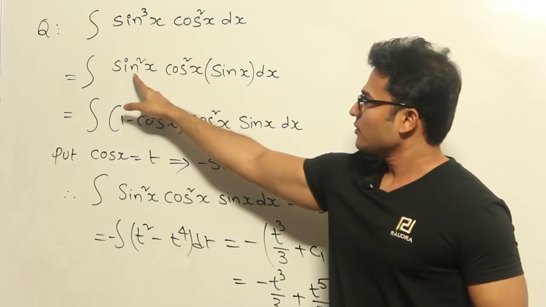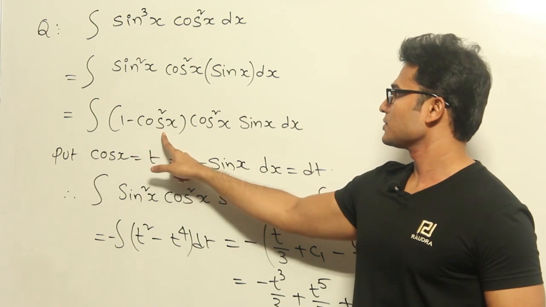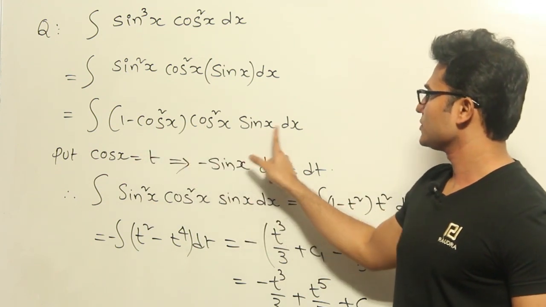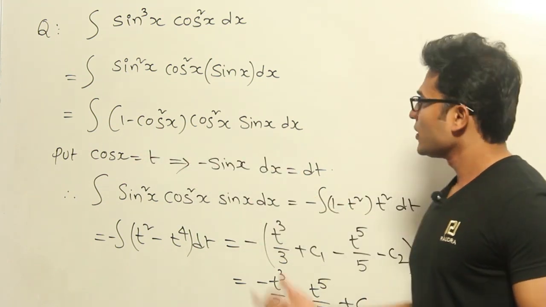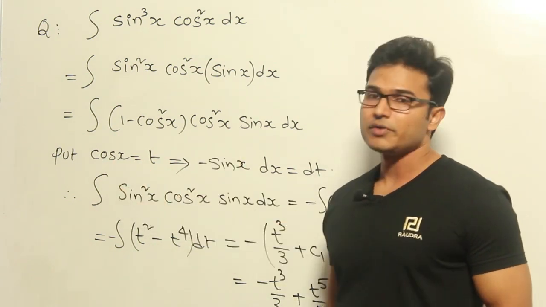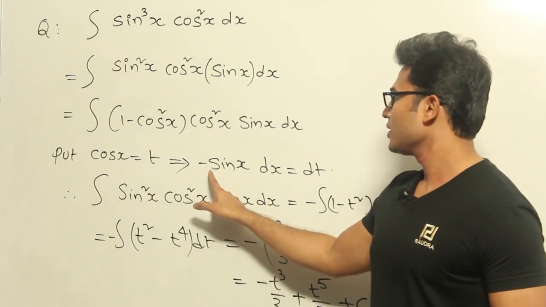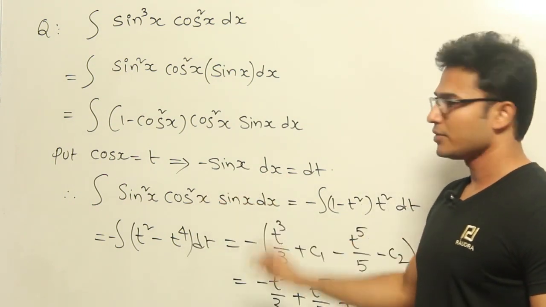And now I am going to convert this sin square x into 1 minus cos square x. So 1 minus cos square x into cos square x into sin x dx. Now we can use substitution method here. Let us assume cos x equal to t. Then differentiate on both sides. Then you are going to get minus sin x dx equal to dt.